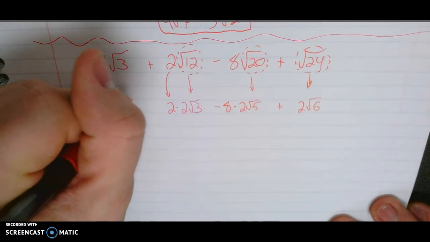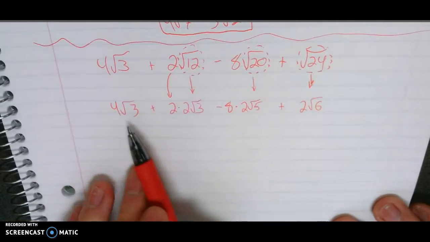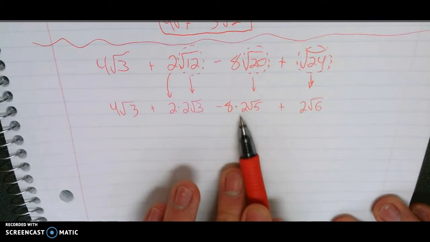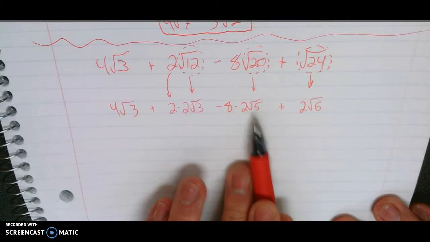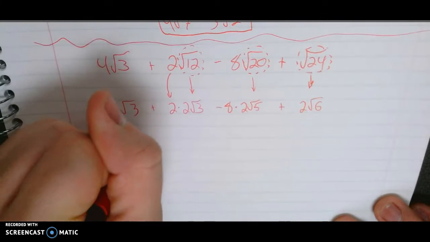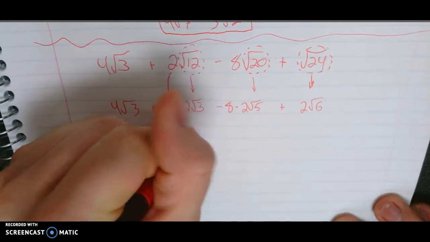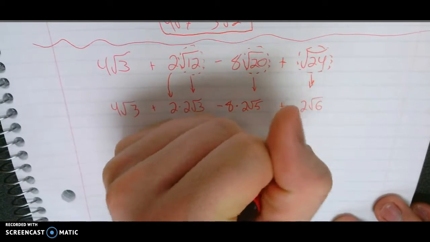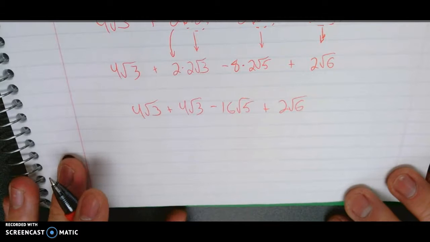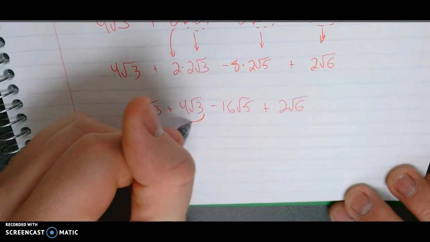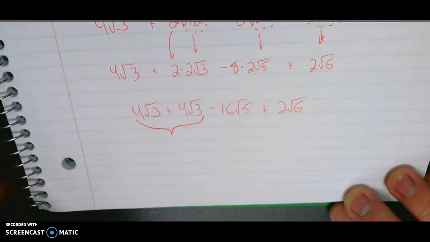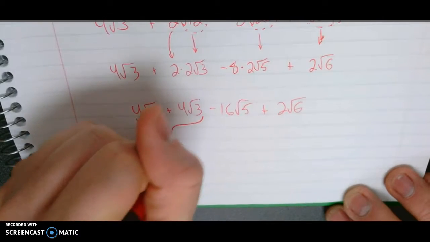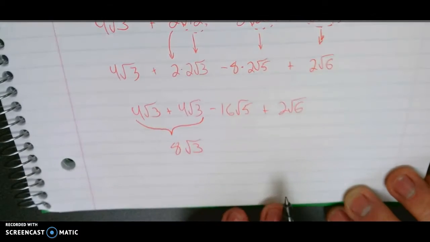So here's what our expression has now become. We have 4 rad 3 plus 2 times 2, so that's going to become a 4 rad 3, minus 8 times 2, that'll become a 16 rad 5, plus 2 rad 6. So 4 rad 3 plus another 4 rad 3 minus 16 rad 5 plus 2 rad 6. If we can find like terms, we're going to simplify them and combine them together. Here I'm seeing 2 separate pieces with a rad 3 attached, so I can add those coefficients together. 4 plus 4 gives me 8, so 8 rad 3.